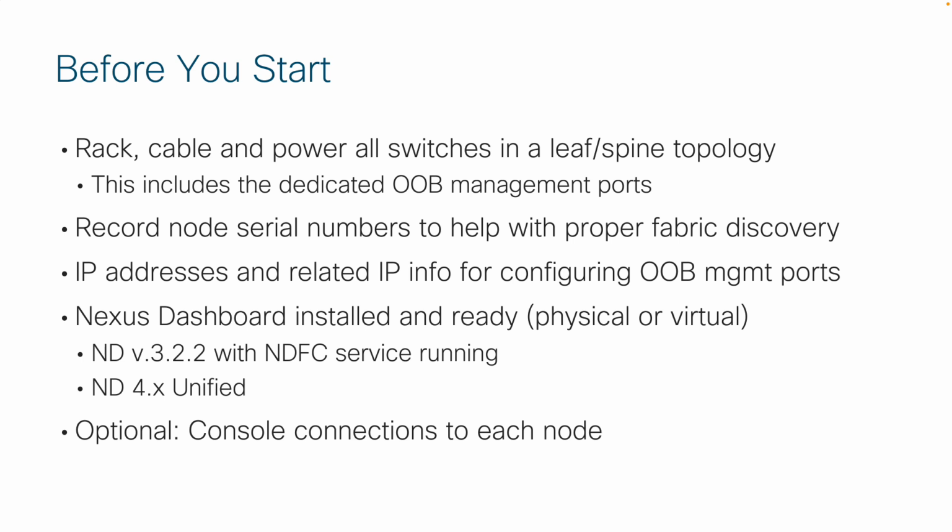So having said that, let's quickly review all the things you need to have ready before you start. Obviously, rack, cable, and power on all the switches, connect your out-of-band management ports, and write those serial numbers down as I said. Have some naming conventions and IP addresses ready to go for those out-of-band management ports for when the time comes. That's IP address, mask, and default gateway. You might also want NTP and DNS as well, so have that ready to go.